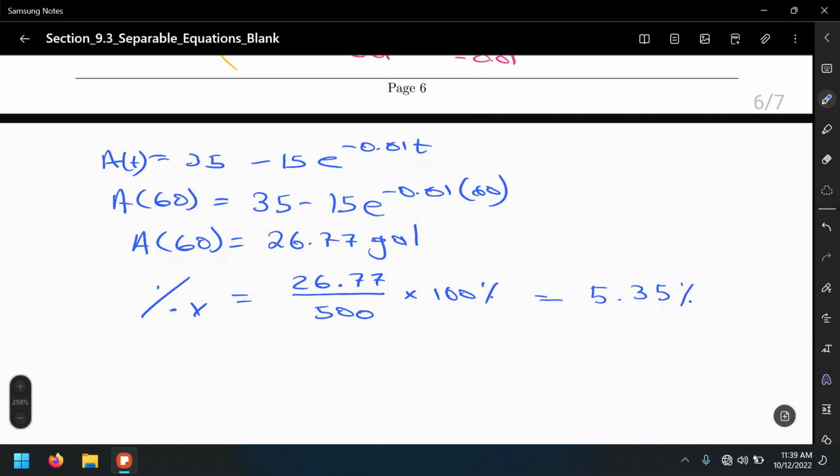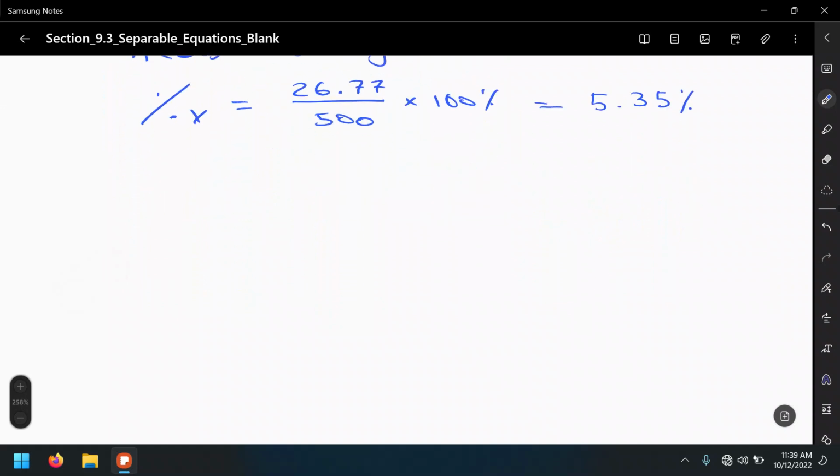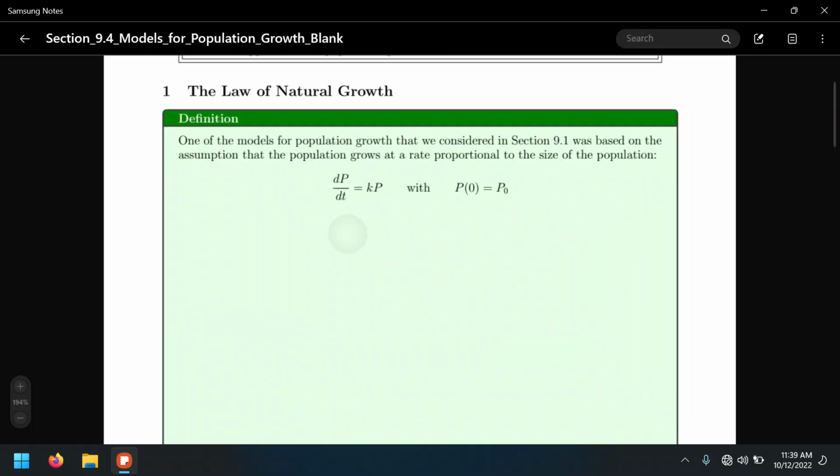All right. You can apply this to wine again. Same mathematical model, same idea. Right? So we're done with this section. Let's touch base with section 9.4 very briefly.